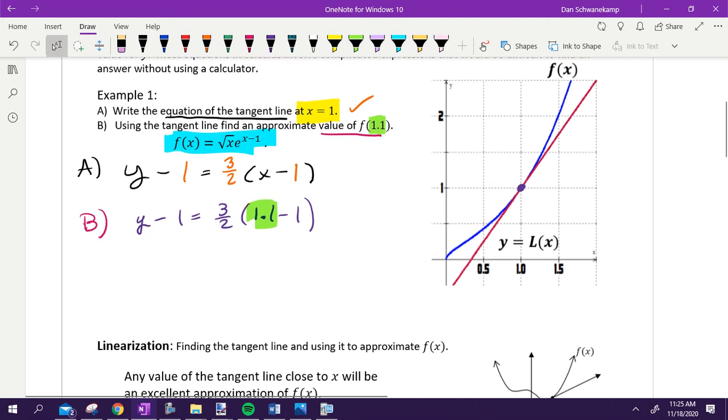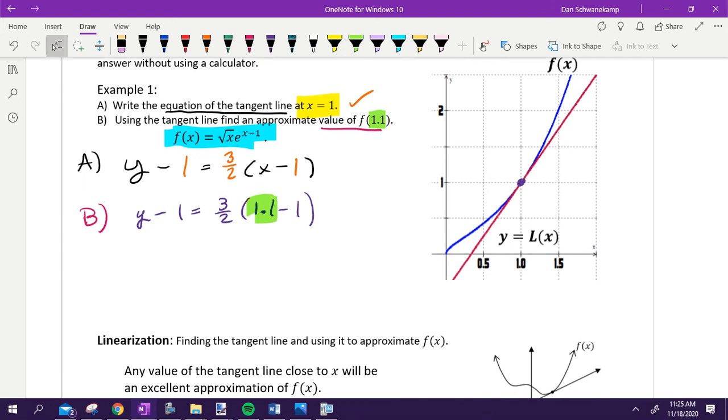Cool. And we're going to do it. This is non-calculator, so we're just simplifying it down. So y minus 1 equals 3 halves. What is 1.1 minus 1 going to get me? 0.1. And maybe it's easier to write this as a decimal instead of 3 halves. What could I write 3 halves as? 1.5. This is a non-calculator thing. This is about as hard as the math you're going to get.